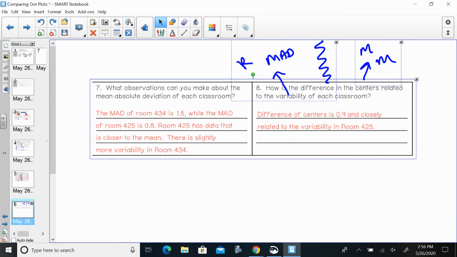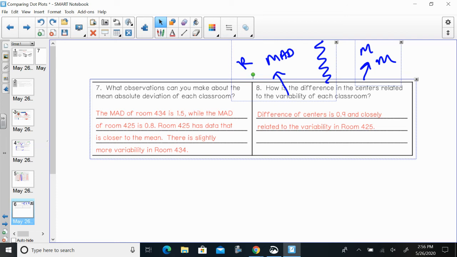Number 8, the difference of the centers is 0.9 or 9/10. And they are closely related to the variability in room 425. So the centers and the variability are super duper close when we look at room 425 than in room 434.